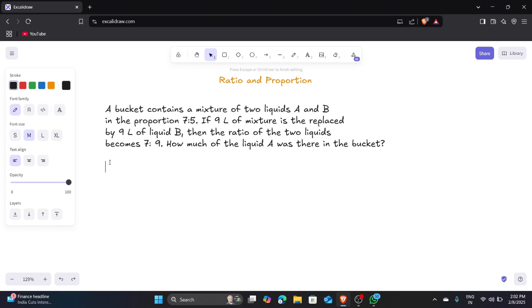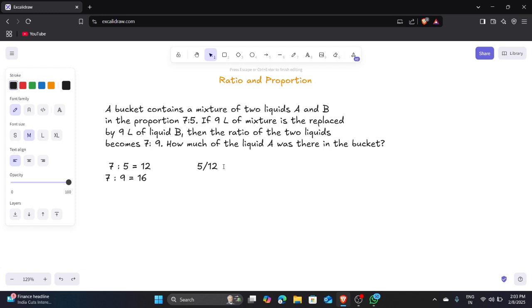Okay, let me start. Suppose the first picture is this, and we consider that the total is 12. Now the second picture, after replacing something, it is this much. How much? It is 16. It means you can see that initially we have this much of liquid B. We can conclude this from here.